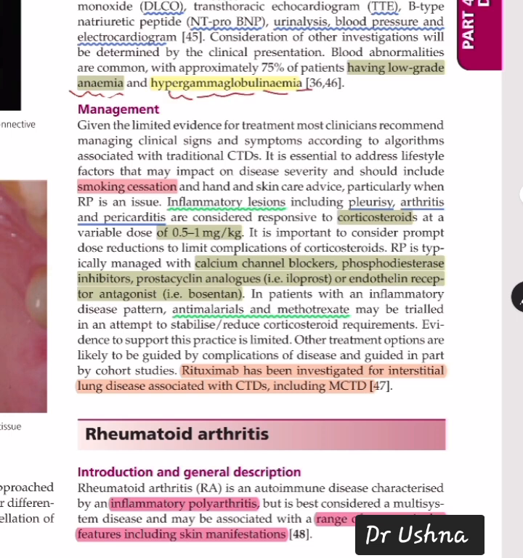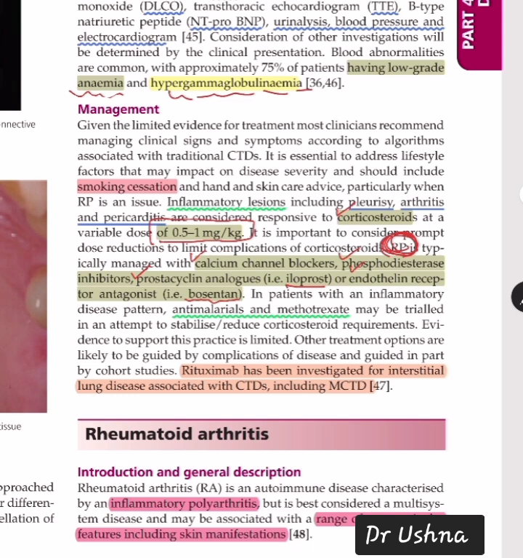Management is the same as for the other connective tissue diseases. You have to avoid triggers like sunlight, and practice smoking cessation. You have to deal with inflammatory lesions like pleurisy, arthritis, pericarditis. For active inflammatory lesions, you can give corticosteroid at 0.5 to 1 milligram per kg. In the case of Raynaud's phenomenon, just give symptomatic or pharmacological treatment for the Raynaud's as well, like calcium channel blockers, phosphodiesterase inhibitors, prostacyclin analog iloprost, and endothelin receptor blocker bosentan.